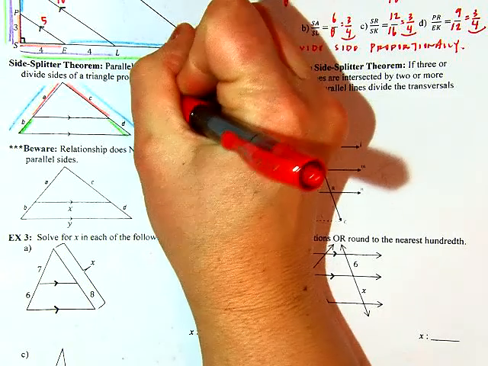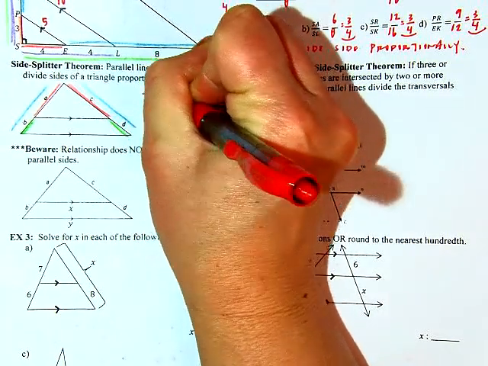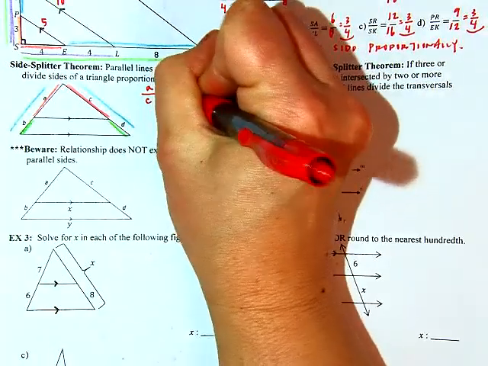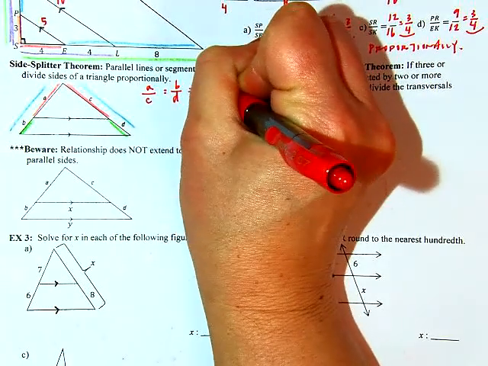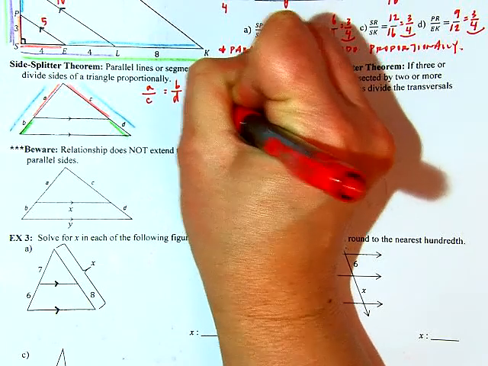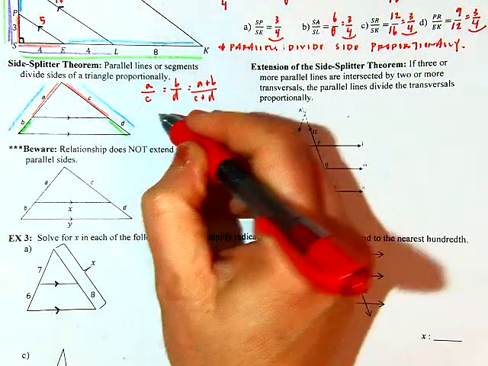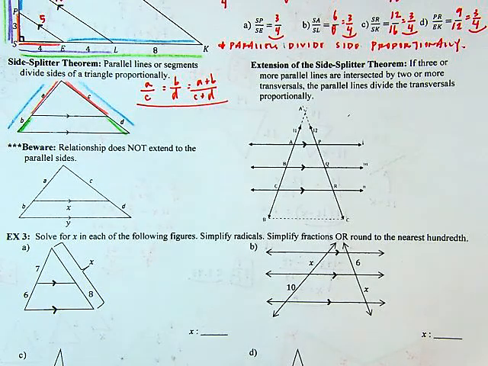I can see that I could build a proportion by saying A is to C, red to red, as B is to D, green to green, as A plus B is to C plus D, blue to blue. So I could build a proportion using any two of those ratios.